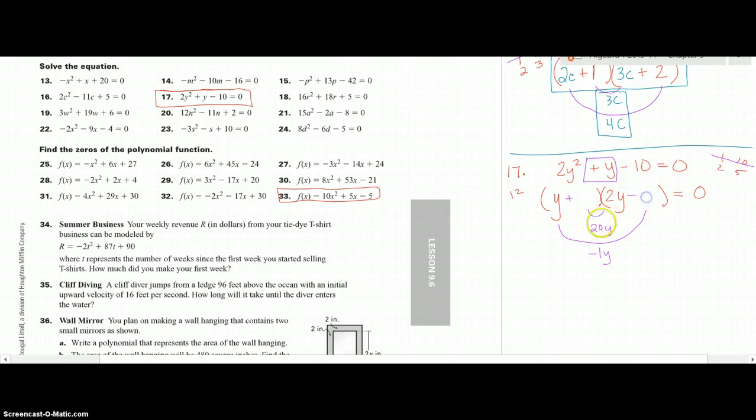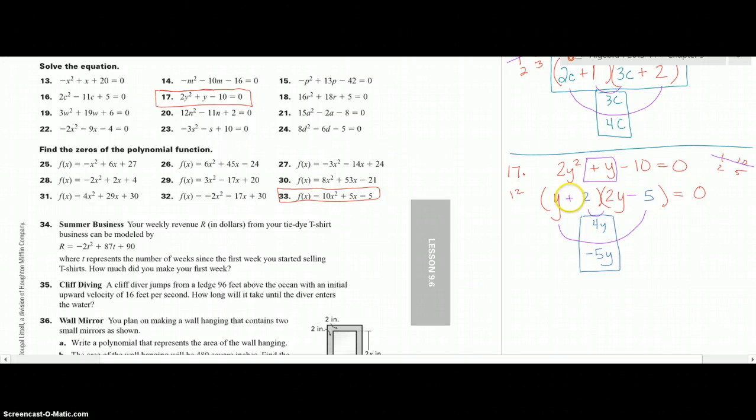So that means that we need to move on to 2 and 5 and test 2 and 5. So if we put 2 and 5, we get 2 times 2y is 4y. Y times negative 5 is negative 5y. If you add these together, 4y and negative 5y, you get negative 1y. The problem is we want positive 1y. So what does that tell me? That tells me that we need to change our signs.